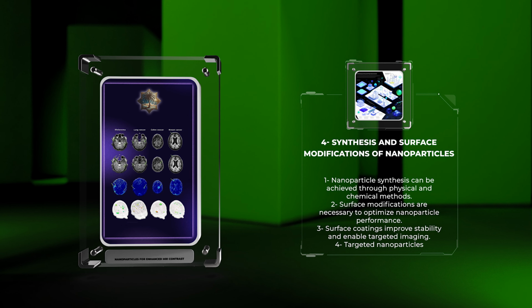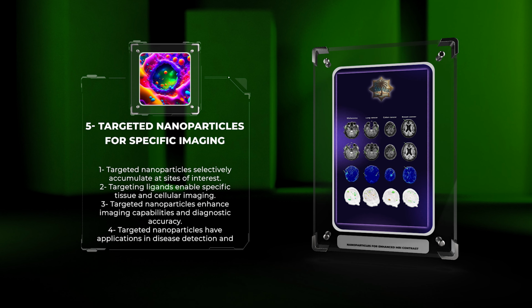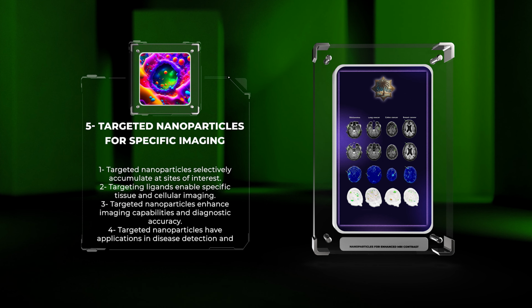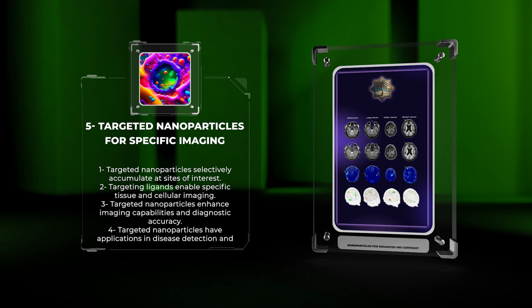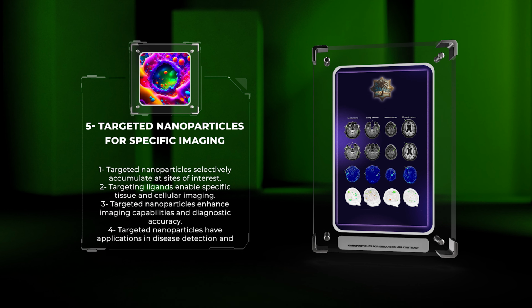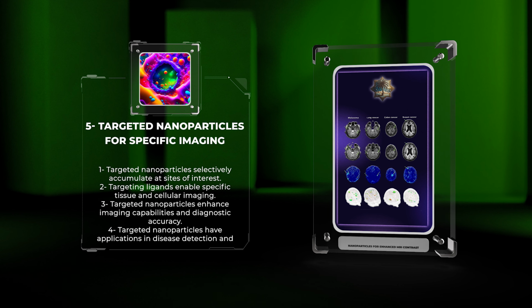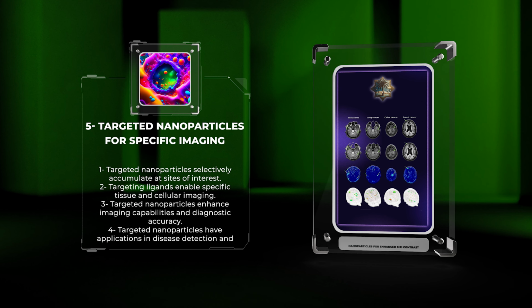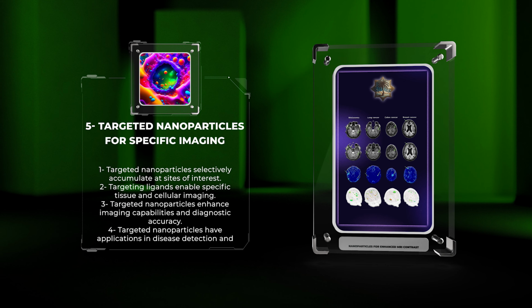Thanks to advancements in surface modifications, nanoparticles can be engineered to selectively target specific tissues or cellular receptors. This targeting ability has greatly revolutionized medical imaging by providing enhanced imaging capabilities and improved diagnostic accuracy. Targeted nanoparticles can be designed to recognize and bind to specific receptors or biomarkers present on diseased cells. By attaching targeting ligands to the nanoparticle surface, they can selectively accumulate at sites of interest, enabling highly specific imaging. In this section, we will discuss the various targeting strategies employed in nanoparticle-based MRI contrast agents and explore their applications in disease detection and monitoring.